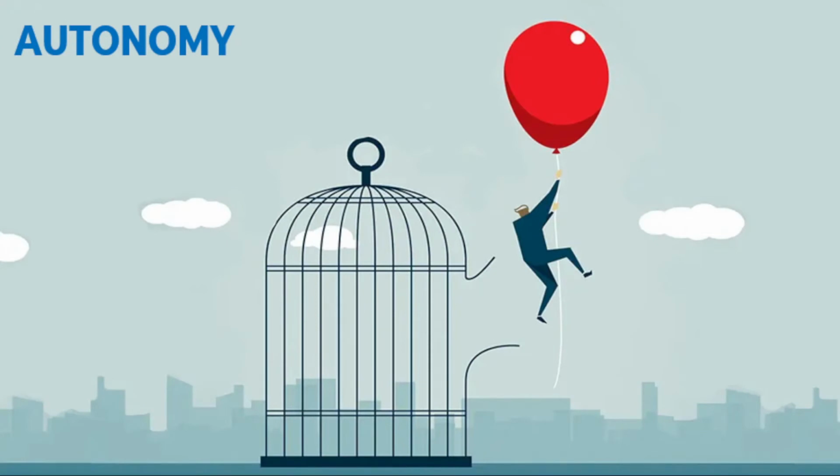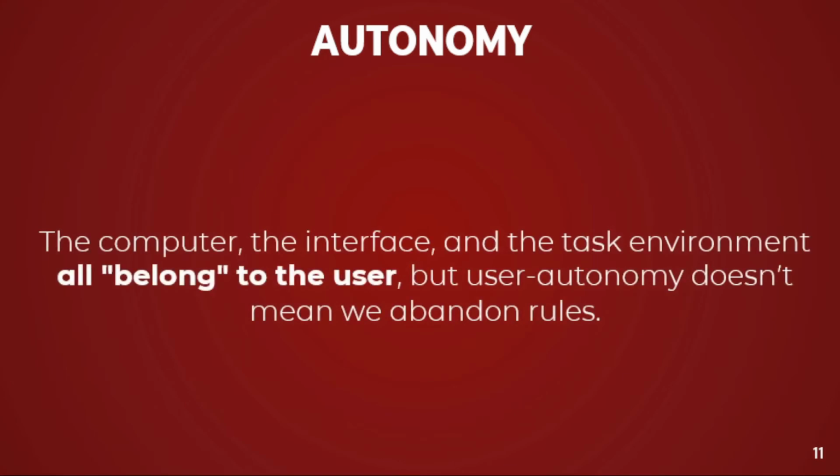So the next principle is called autonomy. What is autonomy? The computer, the interface, the tasks, the environments that we will develop in our web page should, quote and unquote, belong to the user. What does it mean when we say it belongs to the user? It means that we need to give the user some breathing room. Let the users move around. Let them click the buttons without getting into trouble. Let them explore the website.